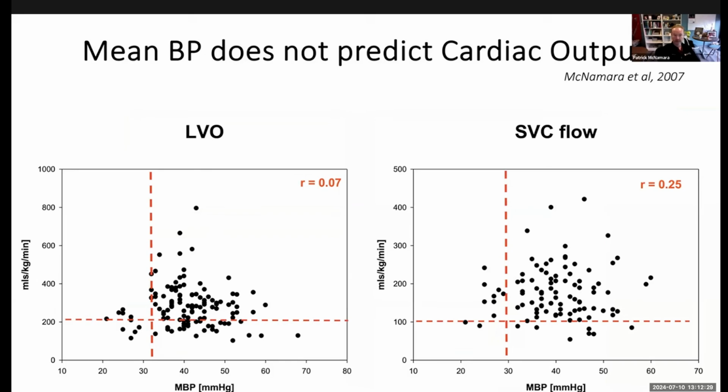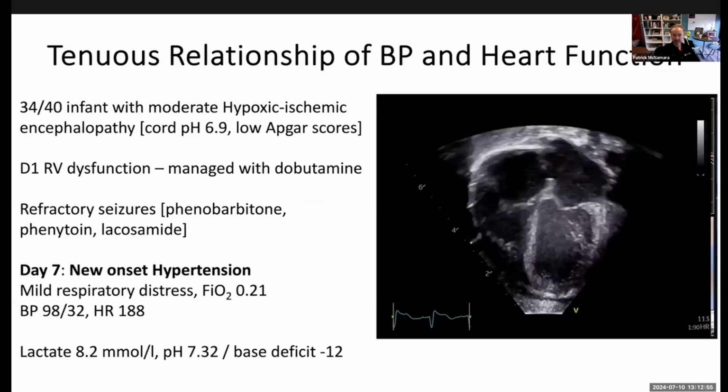Okay, here's some data looking at two surrogate measures of cardiac output. And what you can see is that the relationship is very nonlinear, such that there are babies that have low blood pressure but have preserved cardiac output that may not require therapy, and vice versa. And more concerningly, there are babies in the NICU that may have a normal blood pressure or even a high blood pressure, but are in a low cardiac output state, and that's not necessarily recognized. So this relationship between blood pressure and heart function is very tenuous.